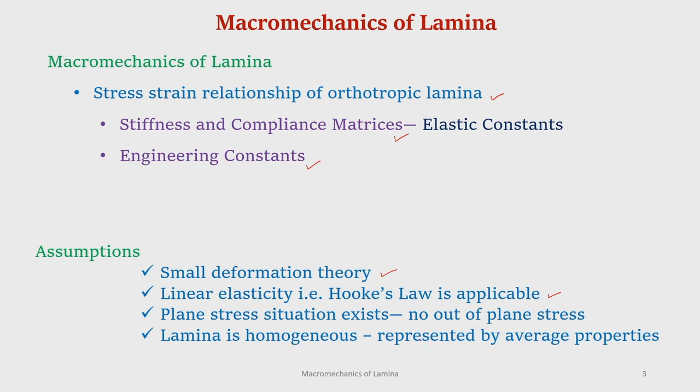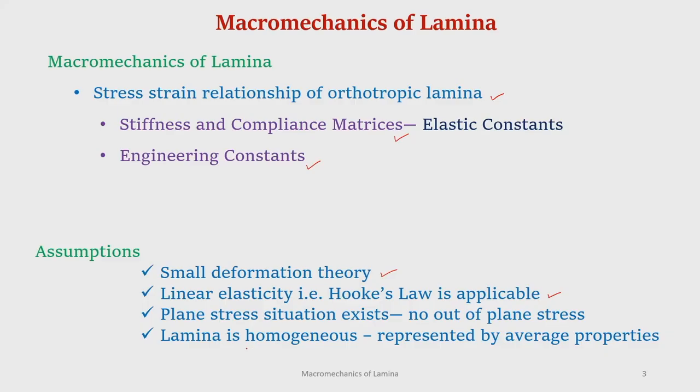Just now we have discussed that the lamina is actually heterogeneous. It consists of fiber and matrix, therefore properties are actually location dependent. But to understand the behavior of the lamina, we will consider it to be macroscopically homogeneous. That means it is represented by its average properties. How are these average properties obtained? Suppose you take a lamina, load it in a UTM and draw its stress strain diagram; we can get its Young's modulus in a particular direction. That Young's modulus is decided by the percentage of fiber and the percentage of matrix. But in macro mechanics analysis, we will go ahead with those average properties.